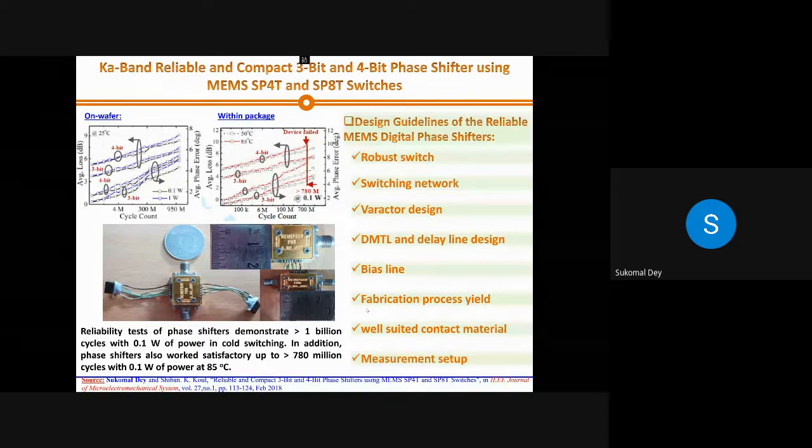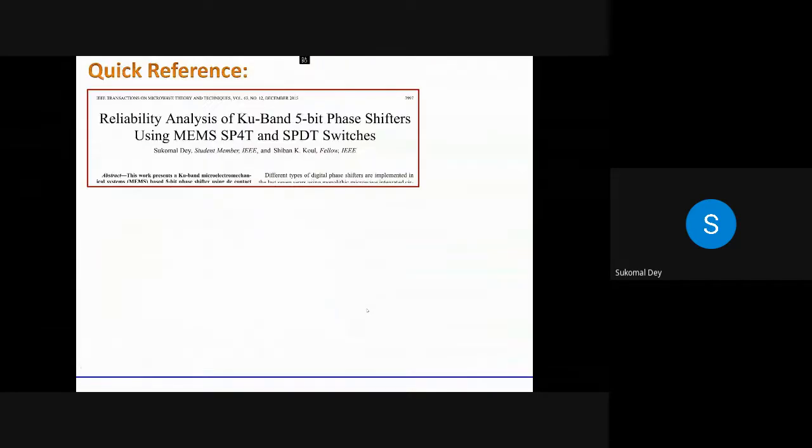And then you have to have an accurate measurement setup so that you can detect the performance of this phase shifter. Now, just for a quick reference, you can read more details in this paper, where the 5-bit phase shifters and the related reliability analysis are given.